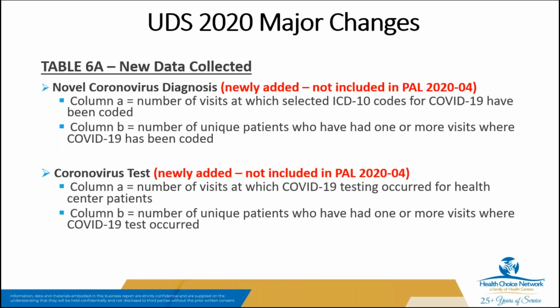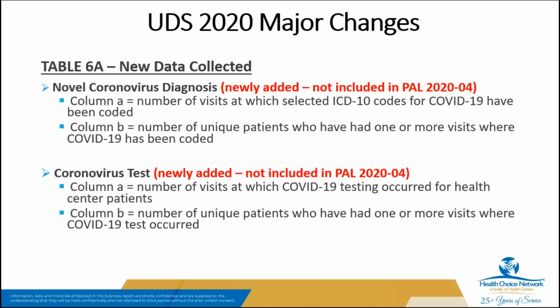So these next two have to do with the coronavirus. These were not included, obviously, in the PAL that was released in February. This is something that has been added since and was covered during the webinar earlier this month. So two other data points in Table 6A have now been added. The first one is going to be looking at the number of visits at which selected ICD-10 codes for COVID-19 diagnosis have been coded, and then the number of unique patients who've had one or more visits where COVID-19 has been addressed.